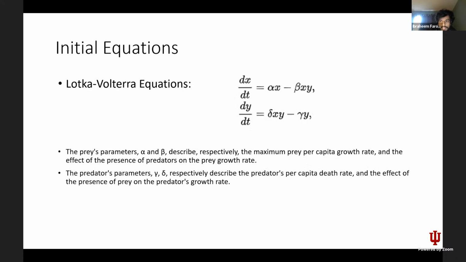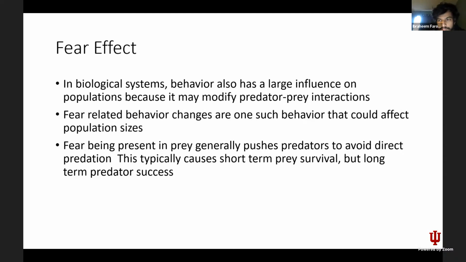So this is the basic model. The paper that I was looking into was discussing different ways that this model has been expanded upon to become more diverse and more comprehensive. One of those ways is by implementing something called the fear effect.